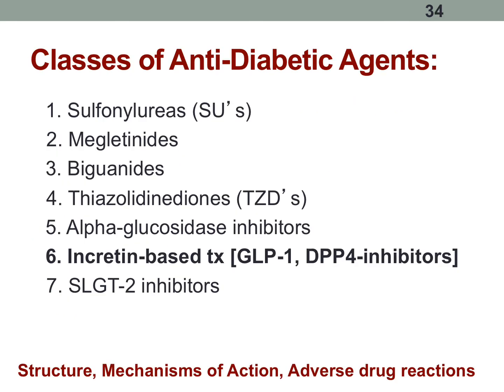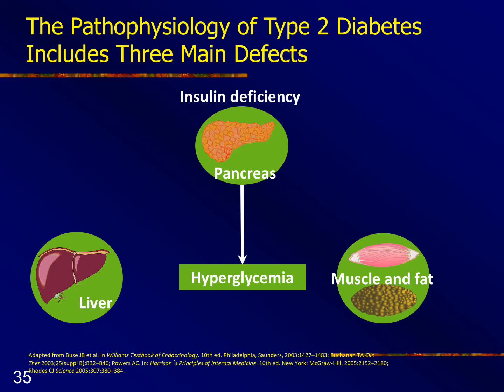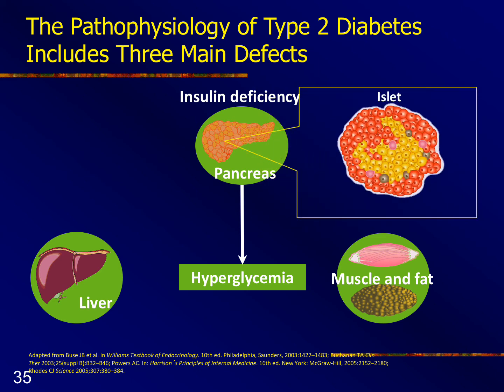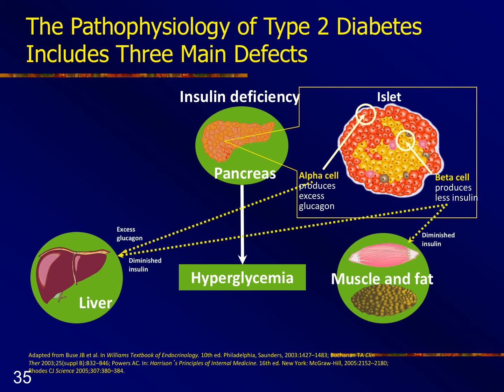The second to the last set of drugs are called the incretin-based therapies. Let's go back to this figure of the main defects in type 2 diabetes. Again, not enough insulin. But the problem is not just that the beta cell does not produce enough insulin, but that the alpha cell produces an excess of glucagon. All this would lead to hyperglycemia. So what are the incretins? It has been known that in type 2 diabetes, there is a problem in the incretins.